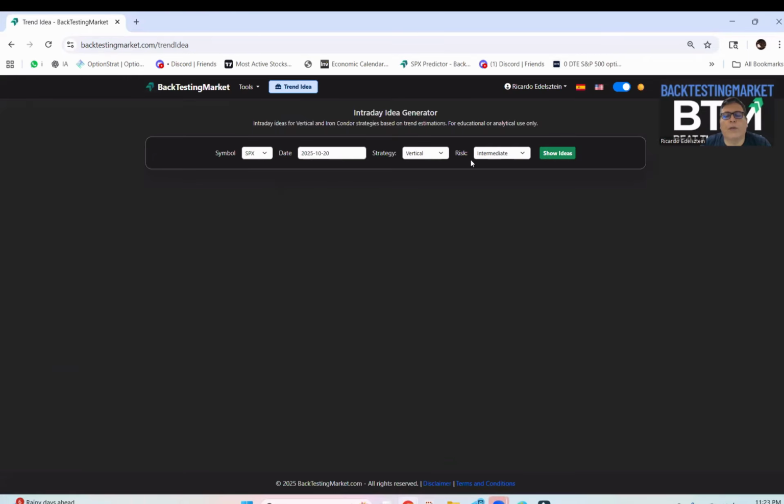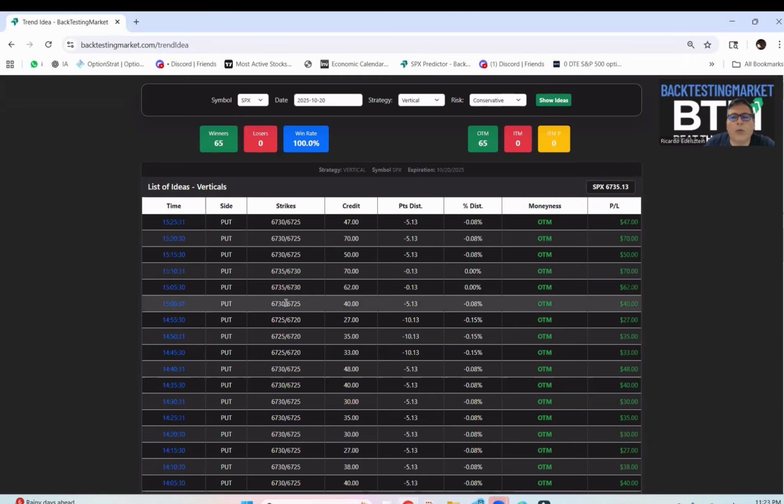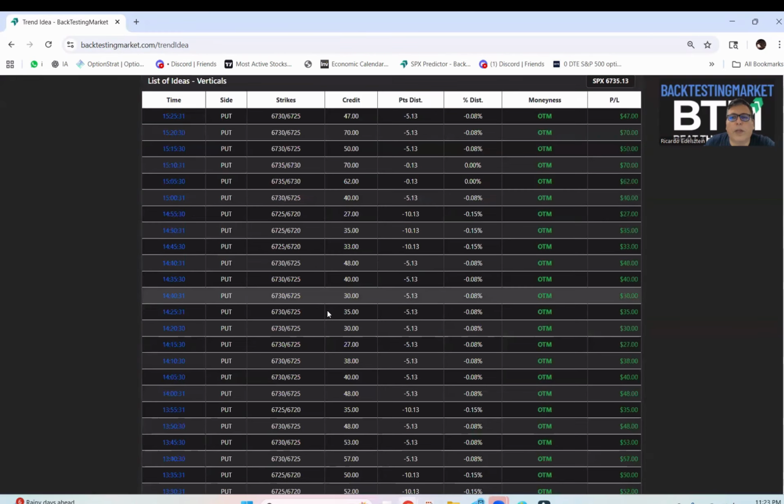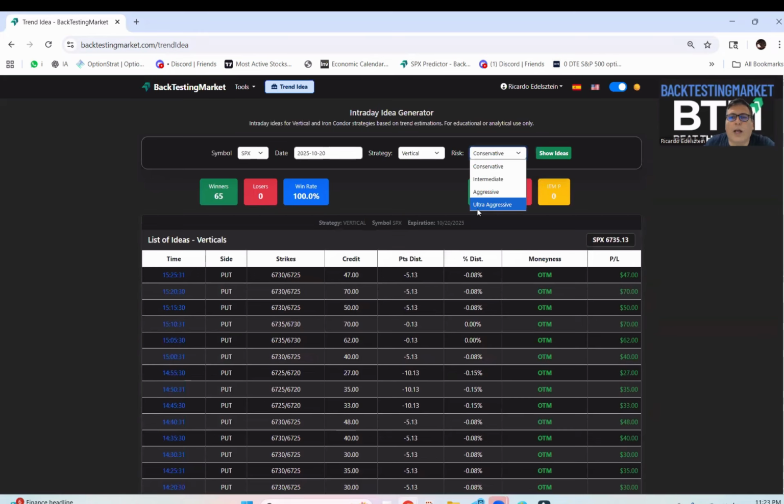And also you have the type of risk that you want to choose. For example, today we can choose conservative, intermediate, aggressive, or ultra aggressive. For this example, let's go with the conservative. So we ran the idea. As you can see, it came with a 100% win rate. But one of the things that you have to be aware of is that the credit it will give you is going to be lower than if you choose ultra aggressive.